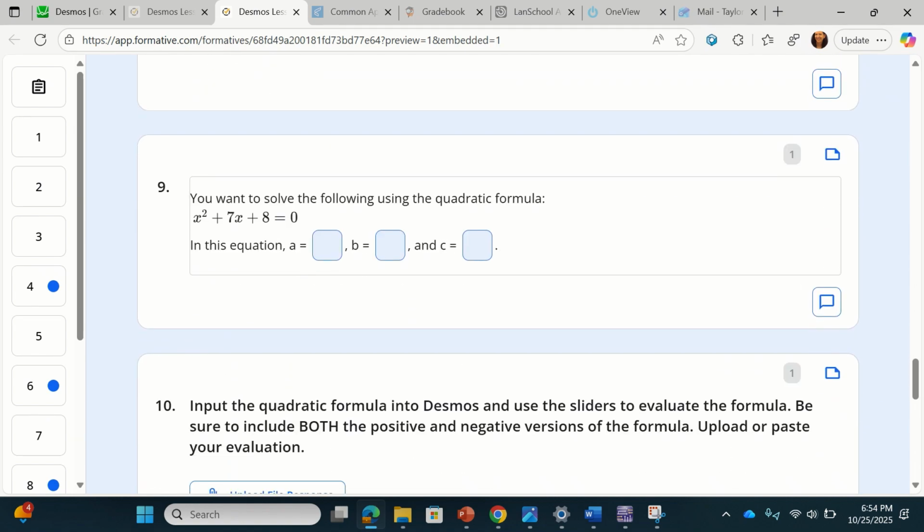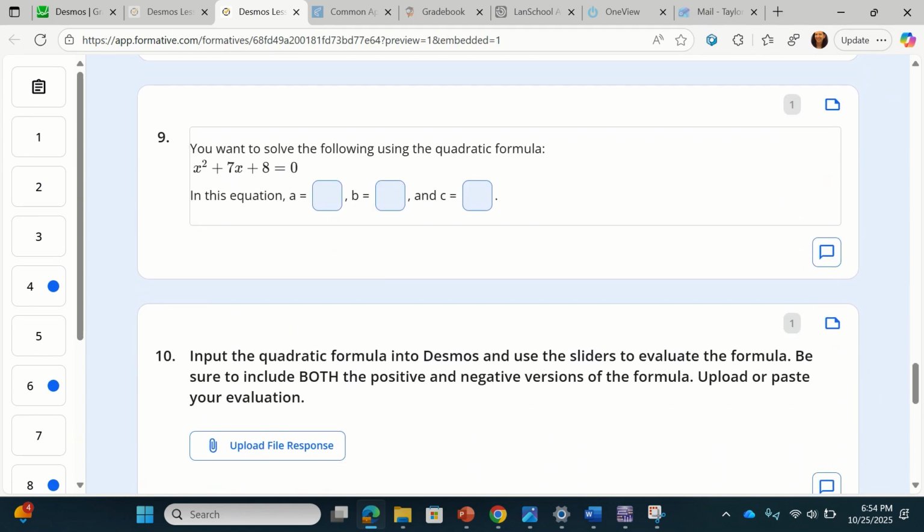Okay, now questions 9, 10, 11-ish. You want to solve the following using the quadratic formula. Question 9 is identifying your A, your B, and your C. Remember that A, B, and C are numbers, and they do have to be in the right places. So I could have scrambled this up. I did not scramble it up. So they are going to read from left to right. Just remember that they don't always read from left to right if somebody has put them out of order.